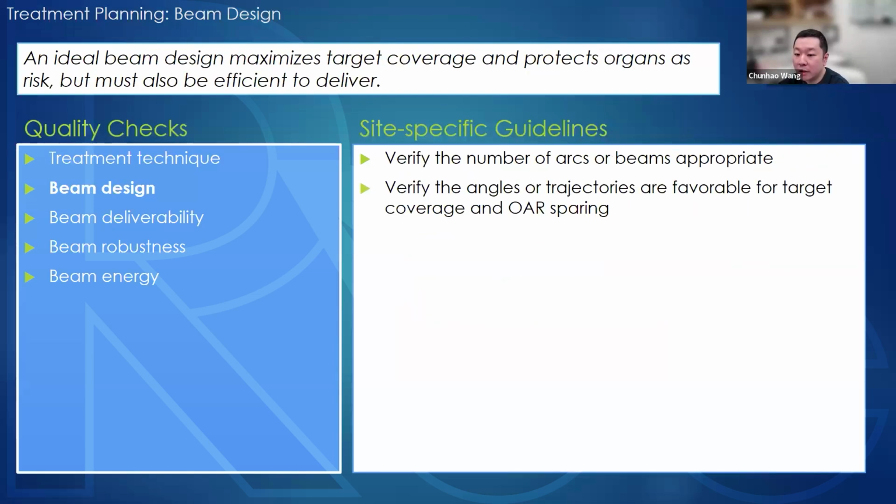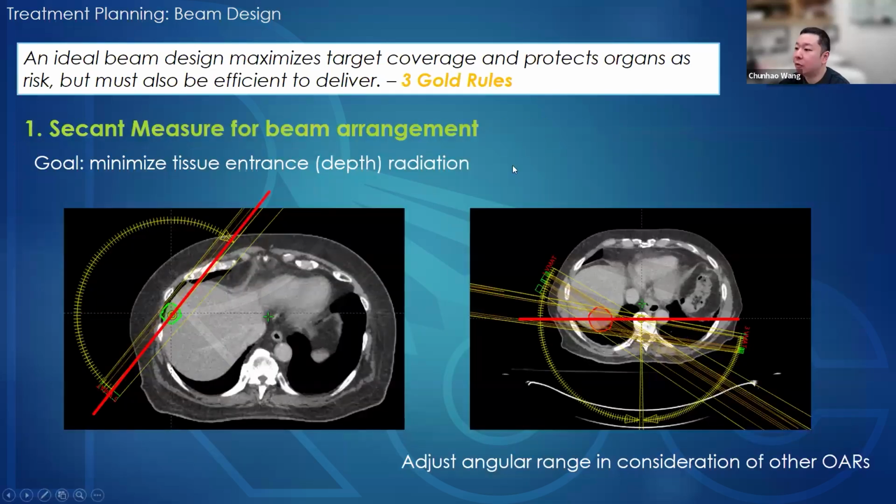All right, for the beam design, we will need to verify the number of arcs or beams is appropriate and verify the angles or trajectories are favorable for the target coverage and OAR sparing. Right here, I want to introduce three golden rules about the beam setting for our GI side. The first rule, we call the secant measurement for beam arrangement.